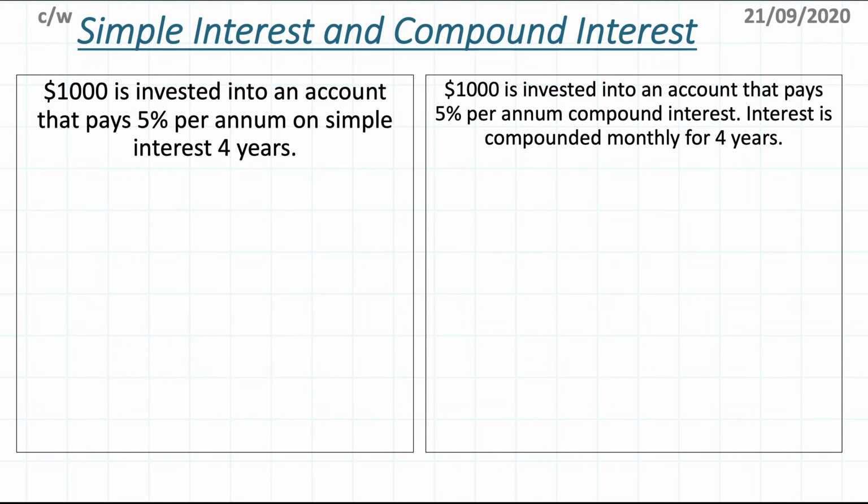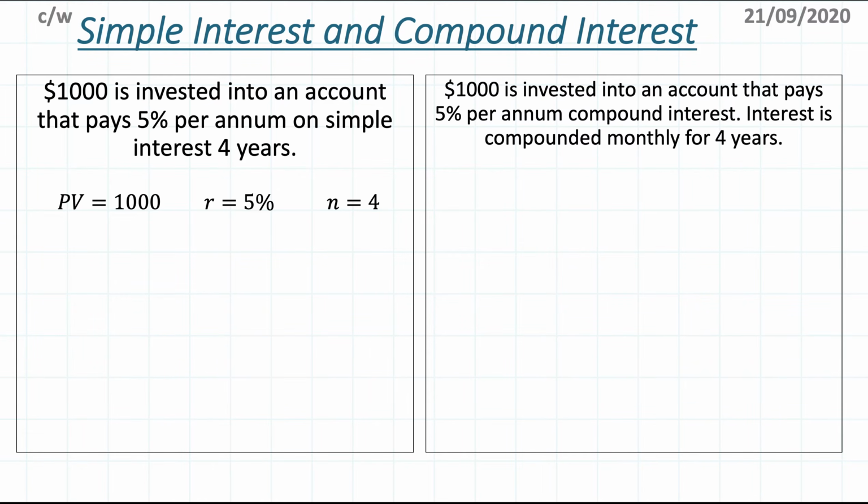So here are two examples. I'm investing $1,000 into an account that pays 5% per annum. The first example is simple interest. The second example is compound interest. For both examples, it's 4 years, but the difference is first that one is simple, one is compound. The second difference is for the compound interest, it's compounded monthly.